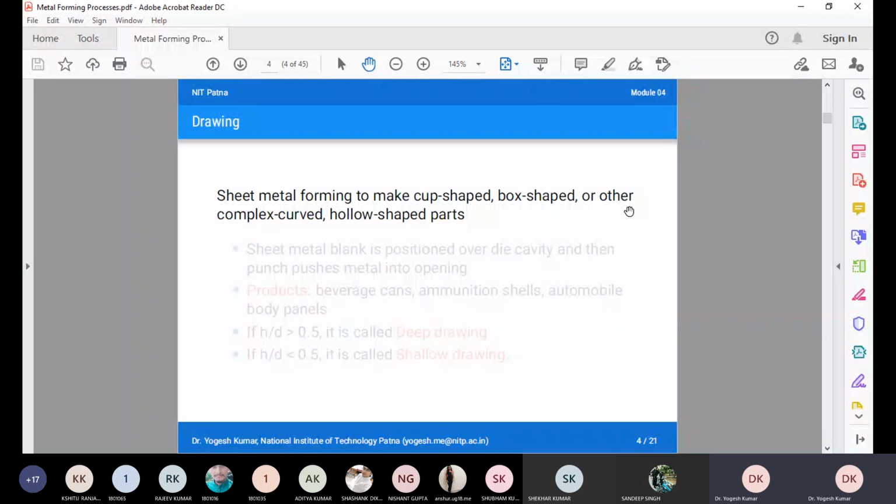So under drawing process, it is a sheet forming process to make cup shaped, box shaped, or other complex curved or hollow shaped parts. Okay. So under drawing process, we can make components having cup shape, box shape, or complex curve and hollow shapes that can be produced using the drawing process. Okay.